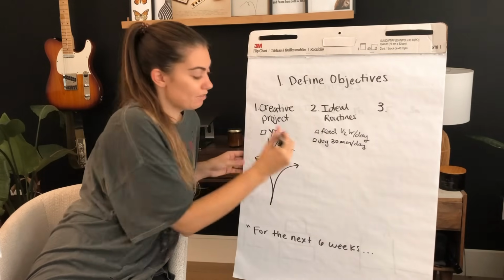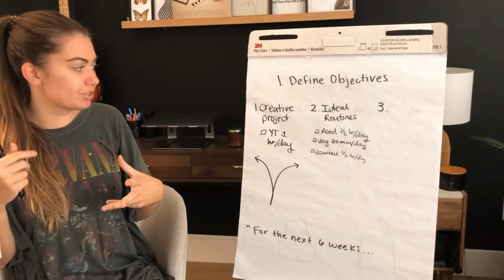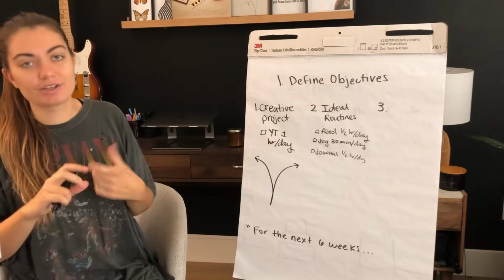Maybe I want to journal half an hour per day. And you can go so on down the line, and this is where you focus a lot of your effort. And then finally, the last category are your ideal habits.